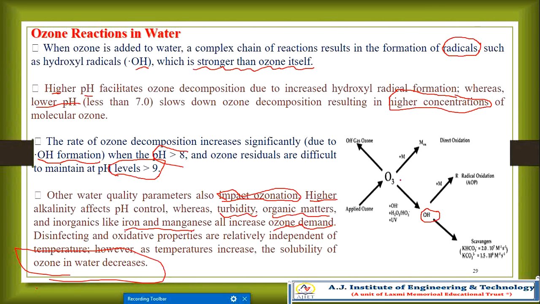So this is about your O3, and this is about your OH radicals. That is radical oxidation, AOP, and this is direct oxidation. Hope that is understood.